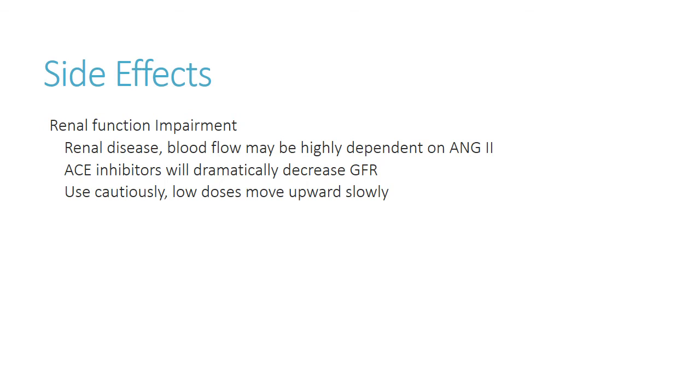So again, this is another case where you want to start low and go slow. Patients with renal disease are not going to be contraindicated from receiving an ACE inhibitor because again, this is going to be protective on their kidneys. You just start at a low dose and see how they tolerate it, and titrate up as they tolerate it.